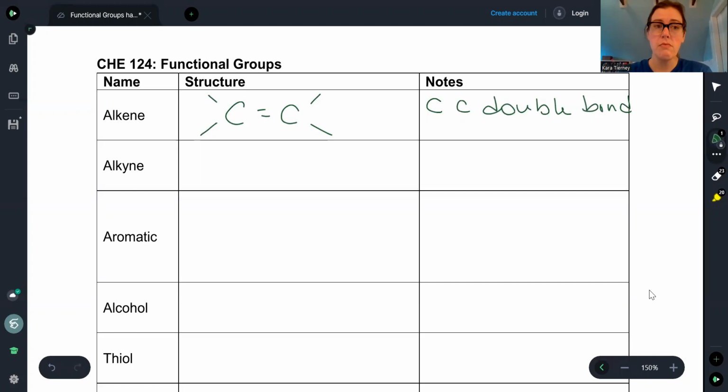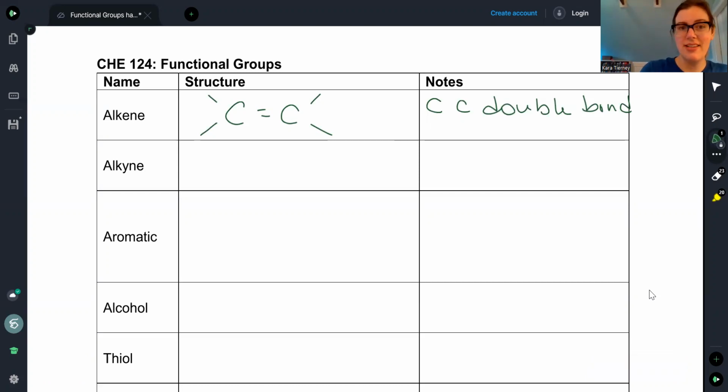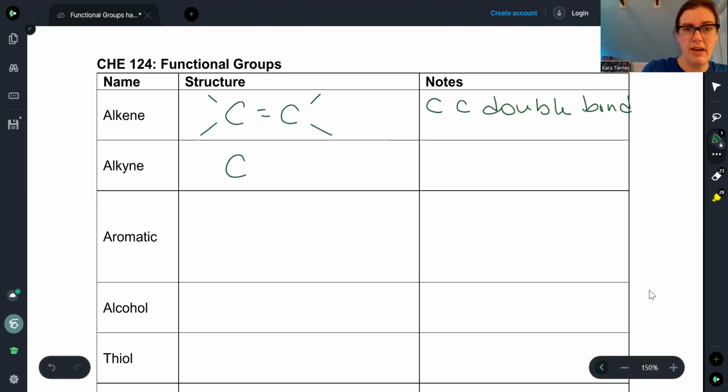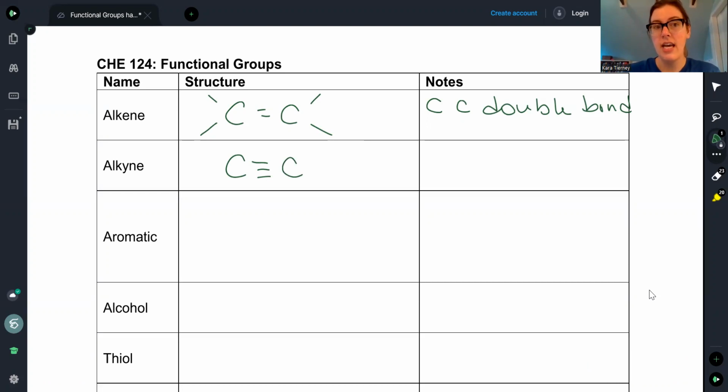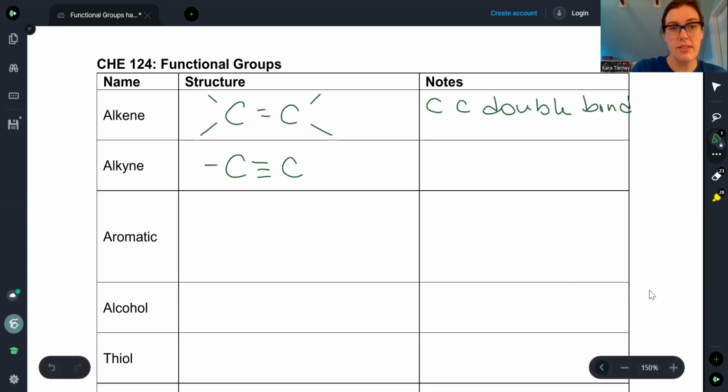Okay, an alkyne is kind of similar. Instead of a double bond, it's a triple bond. So we have 3 lines between each carbon. They're triple bonded. They share 6 electrons. And since they are already bonded 3 times, each carbon will only have a single bond coming off of it. So this is a carbon-carbon triple bond.